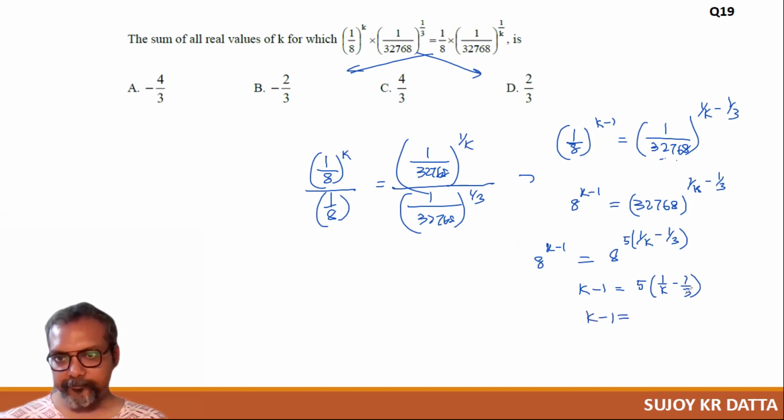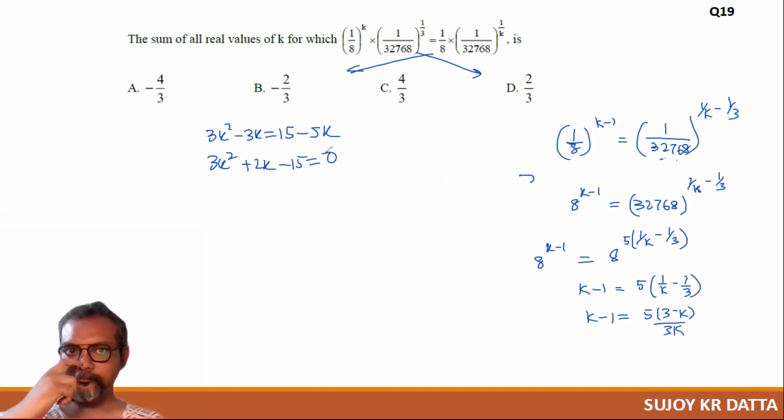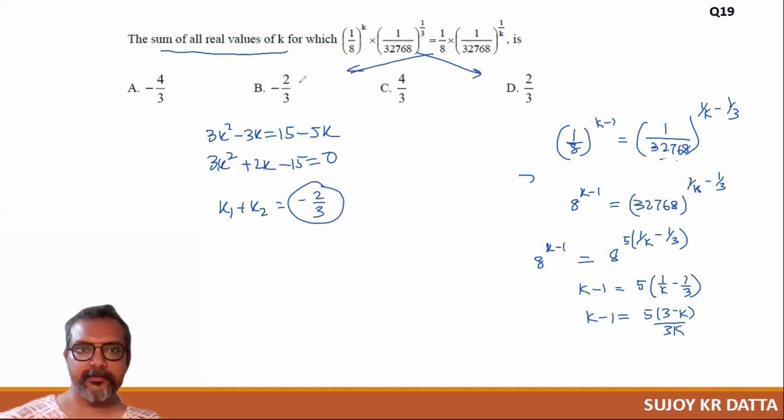So simplifying further, this is 3 minus k by 3k. So we'll form the quadratic now, goes that side. 3k squared minus 3k equal to 15 minus 5k. So 3k squared plus 2k minus 15 is 0. They're asking the sum of all real values of k. So clearly b squared minus 4ac is here positive. So that means the k values are all real. They're saying sum of the real values of k. K1 and k2 are the roots. Will be minus b by a, so minus 2 by 3. That's all. We don't need to factorize this as such. So the second option. Let's go to the next one.